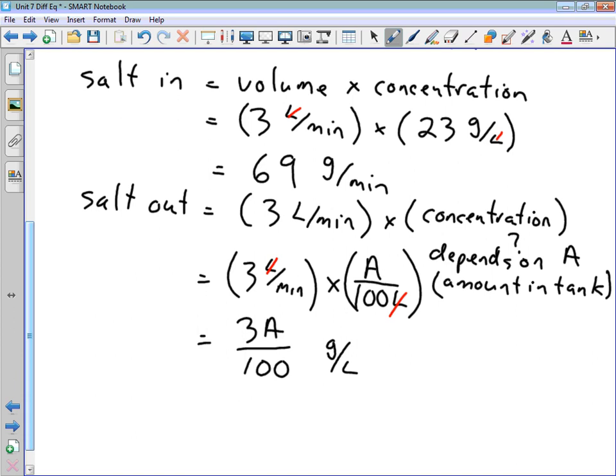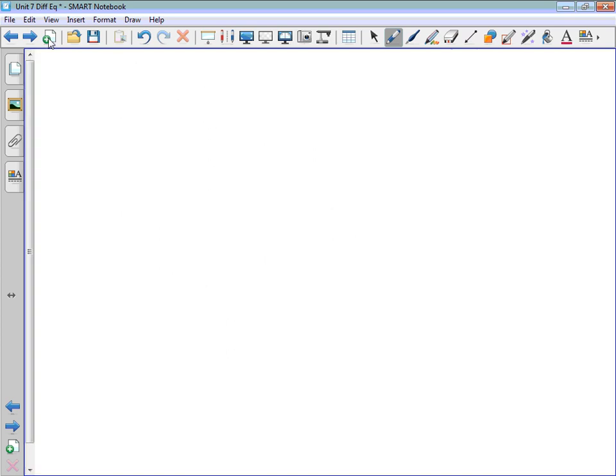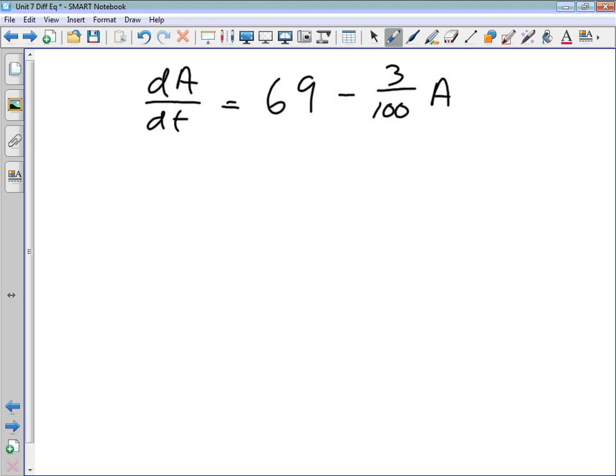So we can take these two things and put them together into the differential equation that we're trying to solve. We'll do this on another page here. Our differential equation is dA/dt equals the rate at which salt is flowing in, that was our 69, minus 3/100 times A, which is our rate at which salt was flowing out. Basically this is the differential equation that we want to solve here. So how do we solve this thing?